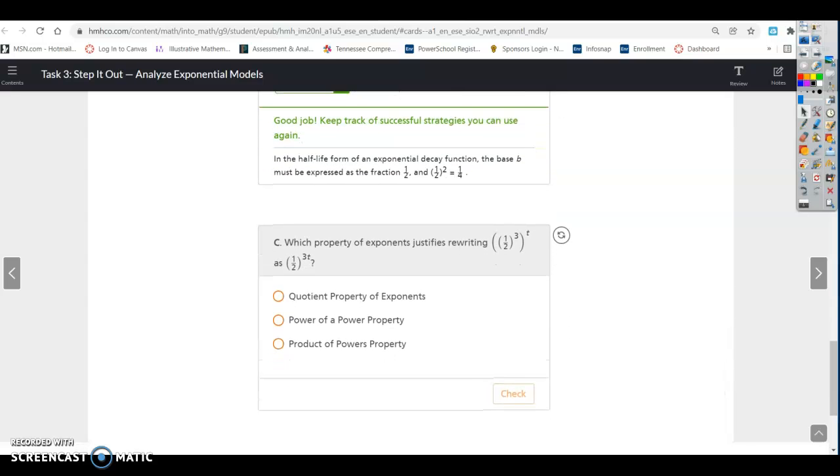All right, so it says which property of exponents justifies rewriting 1/2 to the third to the t power as 1/2 to the 3t power. Okay, so this is two exponents being multiplied, and it's just rewritten here, and that is a power of a power.